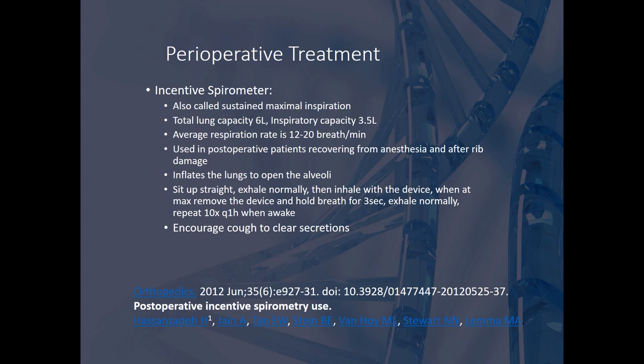So we use this in our postoperative patients that are recovering from anesthesia or if they've had chest trauma. What it does is it inflates the lungs to open up the alveoli, preventing them from collapsing. How this is used and how we explain it to patients: they sit up straight, they exhale normally, and then they inhale with the device. They don't exhale with the device, they inhale with the device. When they're at max capacity, they remove it and hold their breath.